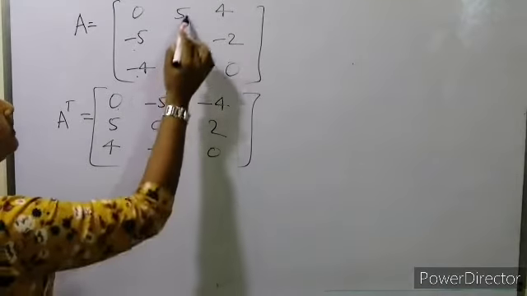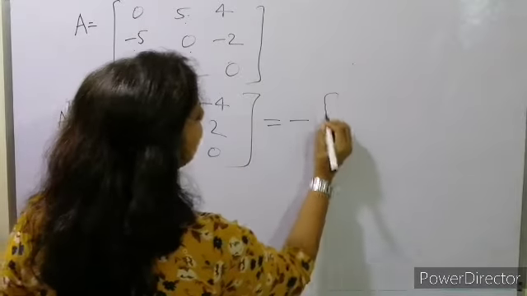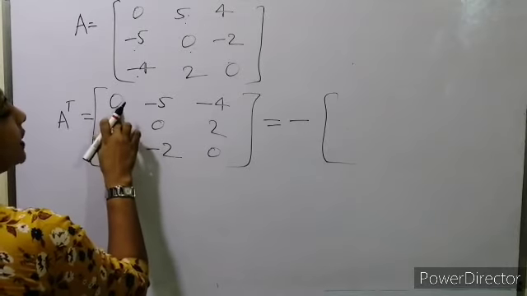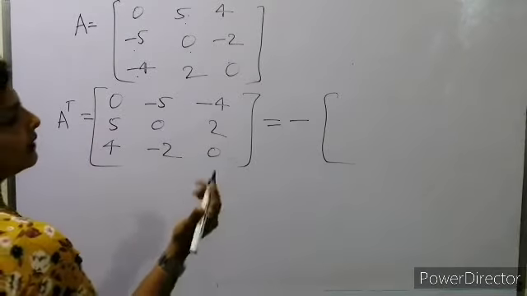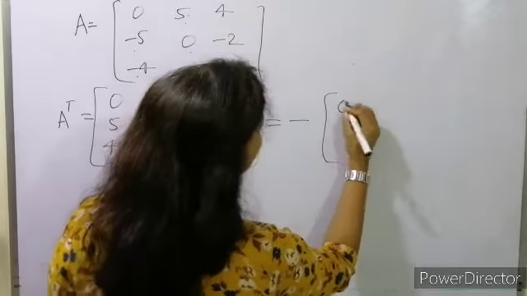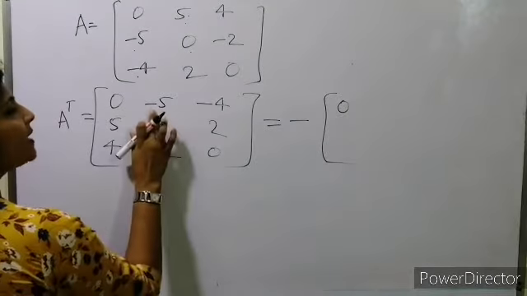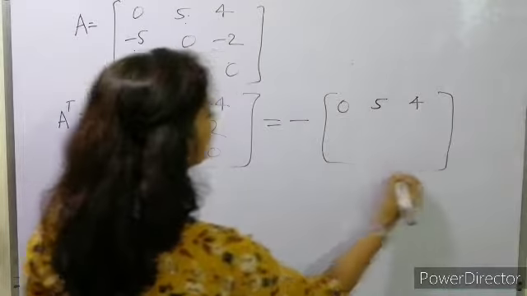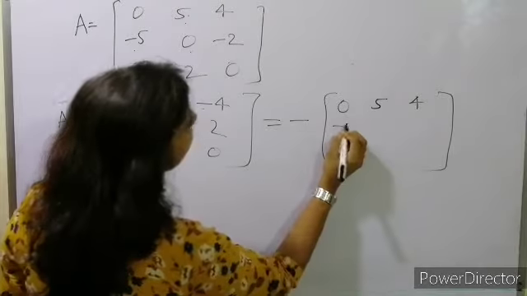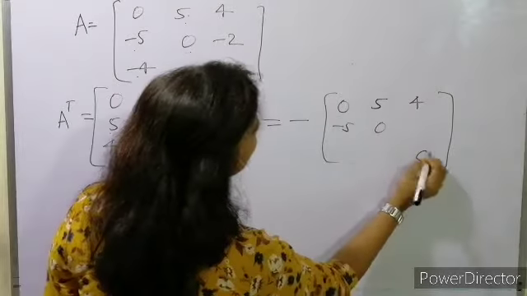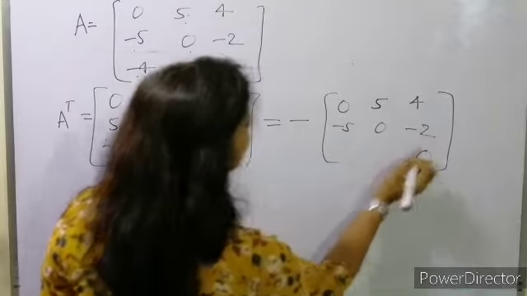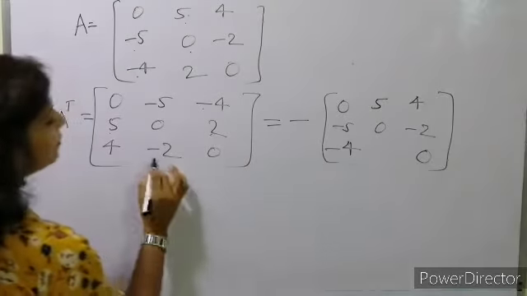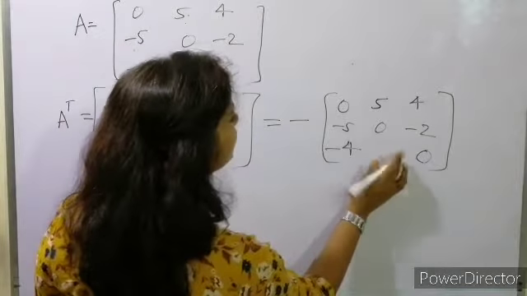Now what we'll do, we'll take minus common. If we take minus common from everything, the zeros will have no change, because minus or plus, that will be zero only. Minus 5 will become 5, minus 4 will become 4. Now 5 will become minus 5, 0 stays the same, and 2 will become minus 2 when we are taking minus common. So 4 will become minus 4, and minus 2 will become 2.